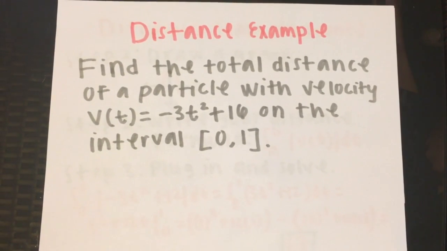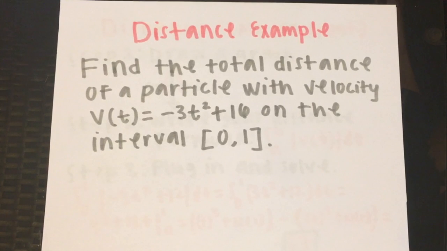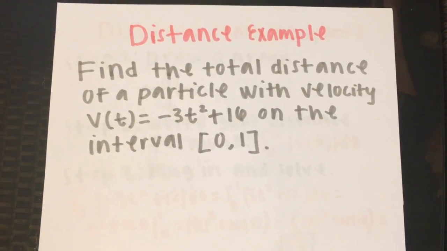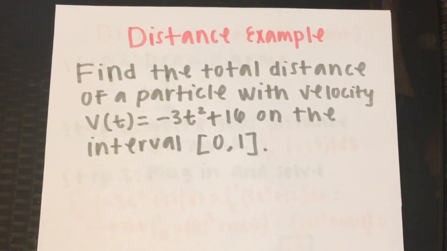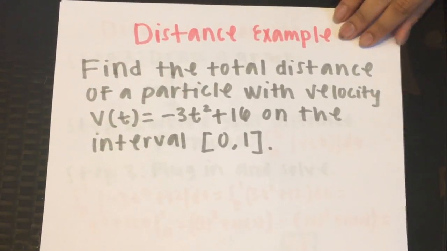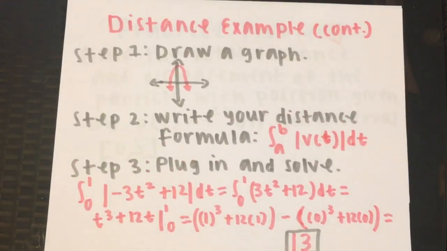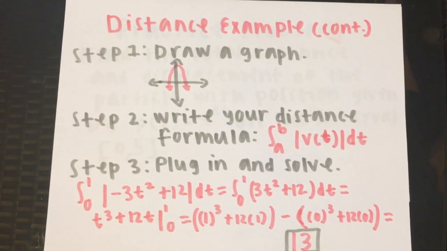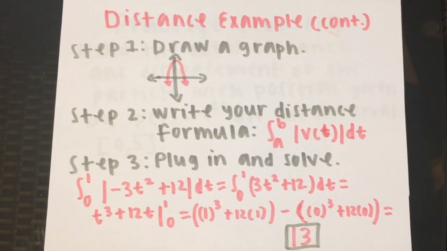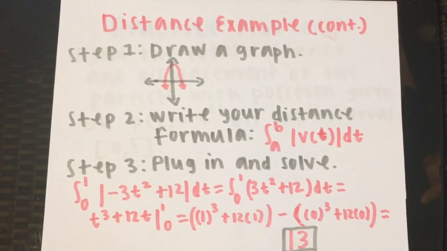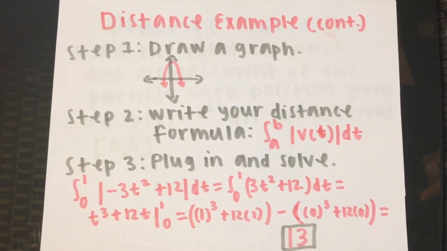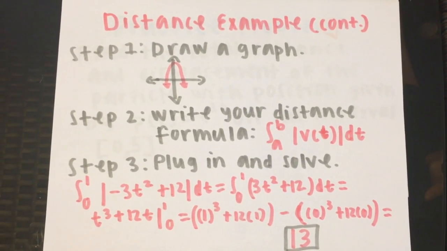Distance example. Find the total distance of a particle with velocity given by the equation negative 3t squared plus 16 on the interval 0 to 1. To solve this problem, the first thing you need to do is draw a rough sketch. So you have the equation negative 3t squared plus 16, which is a basic parabola, except it's flipped and shifted up 16. Your second step is to write your distance formula.